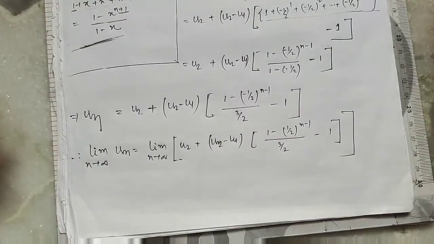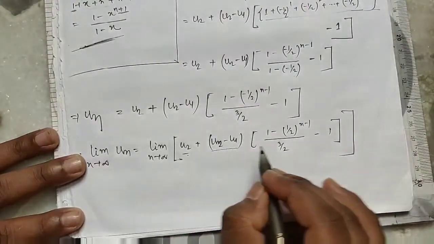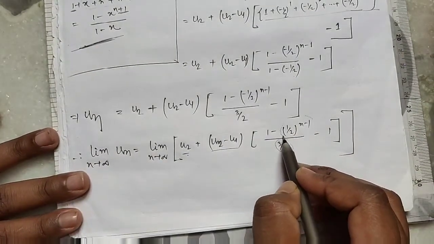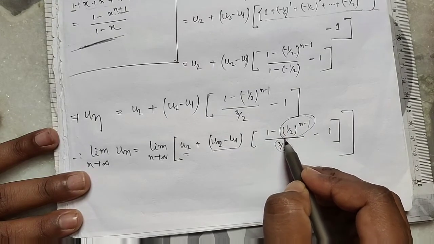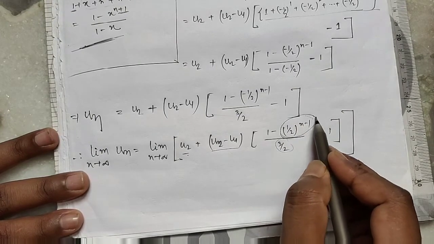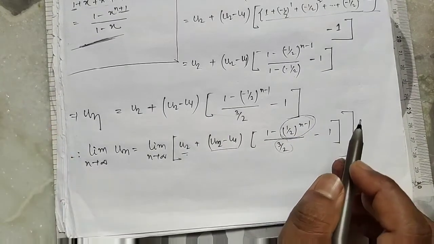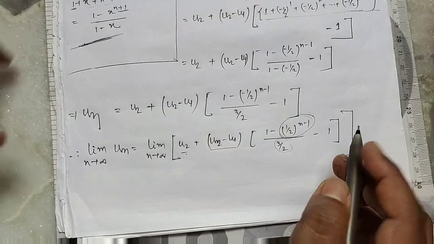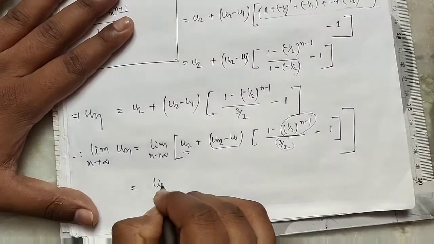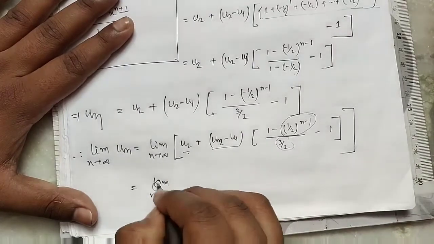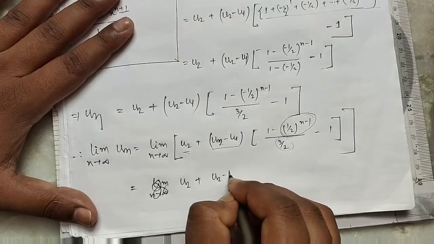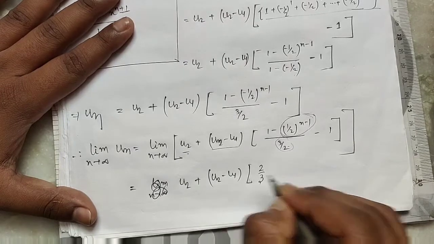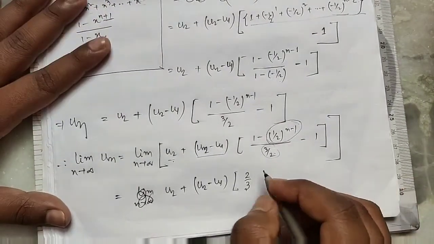Okay, since u2 and u1, these all are constant, only the limit works on this part. Okay, clear? Only the limit works on this part. Okay, so we write limit n tends to infinity, sorry, u2 plus (u2 minus u1) into 3 by 2, that is 2 by 3.